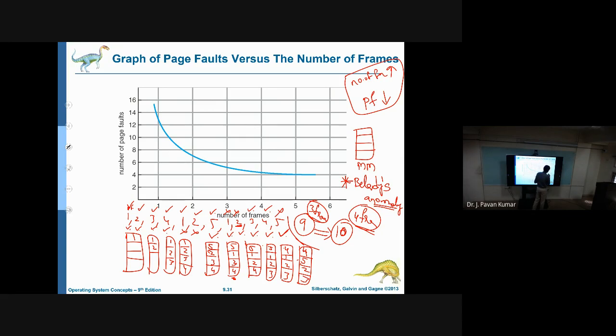This particular anomaly depends upon the page reference string. For some page reference strings in some particular order, even if you increase the number of frames, the number of page faults will also increase. This is called Belady's anomaly. Got it?